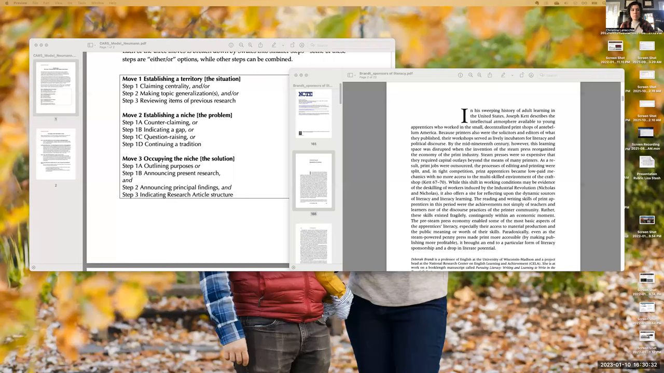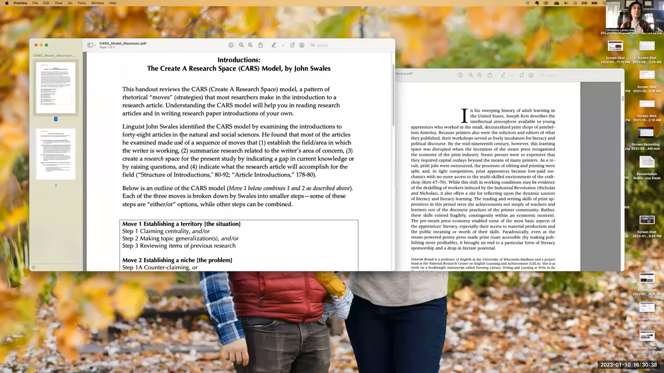Hi folks, this is just a quick video to explain the CARS model. So I've put the handout up on Blackboard, and this is the handout here.